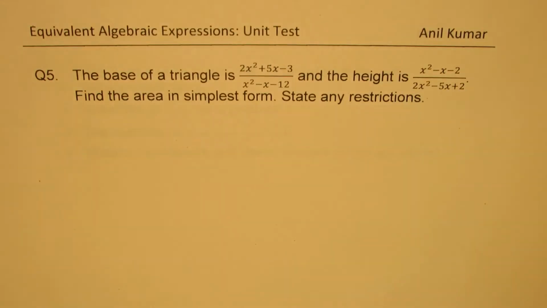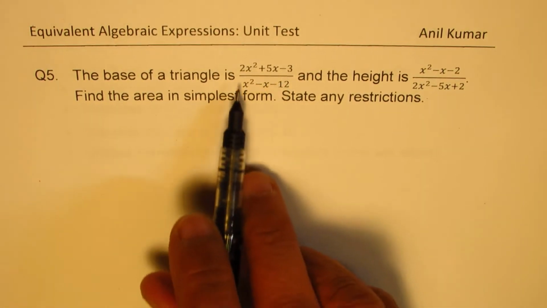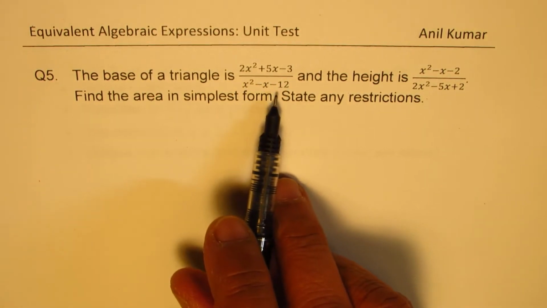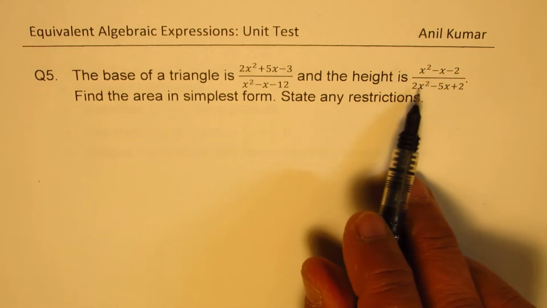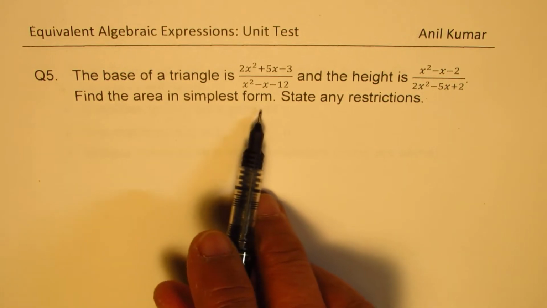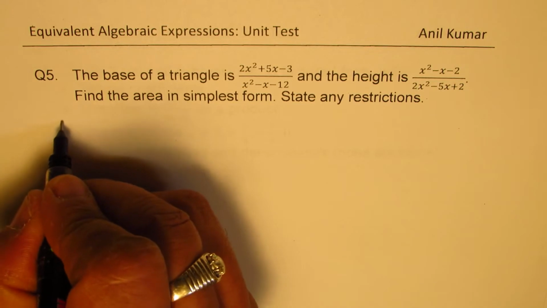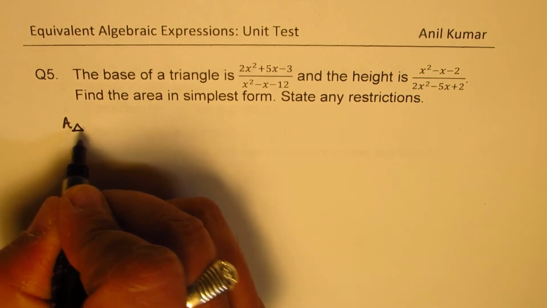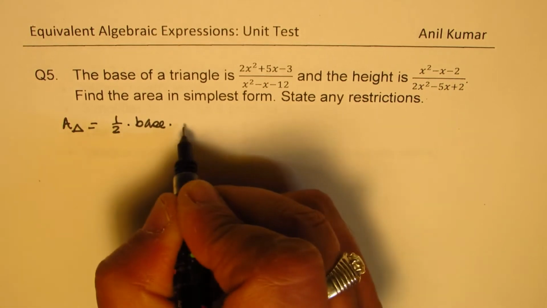Question number 5 now. The base of a triangle is 2x squared plus 5x minus 3 divided by x squared minus x minus 12, and the height is x squared minus x minus 2 divided by 2x squared minus 5x plus 2. Find the area in the simplest form. State any restrictions. So in this case, area of a triangle is what? It is half of base times height.